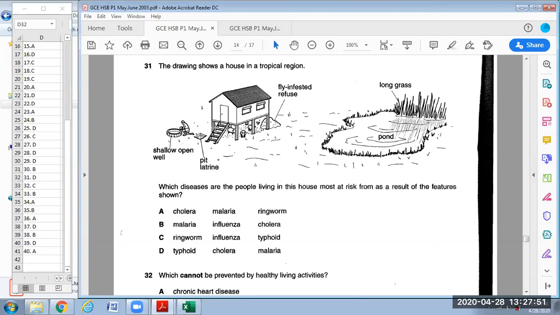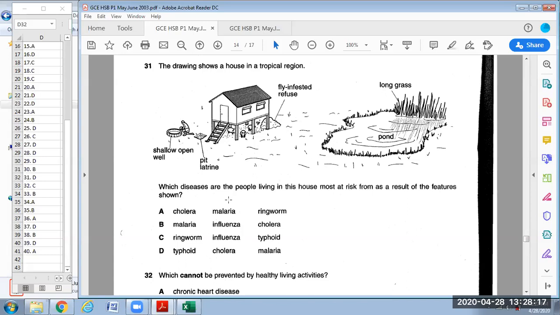What would cause the typhoid here? The latrine? The pit latrine, which is close to the well. Remember, this guy here is using the well for water. So if that's in close contact now, what will happen? Bacteria will enter the water.